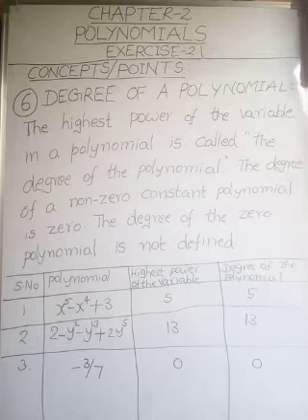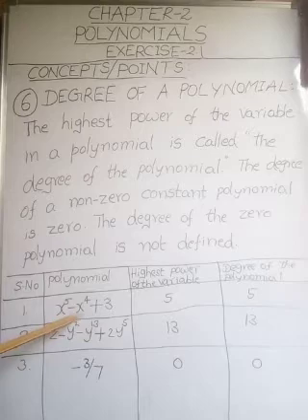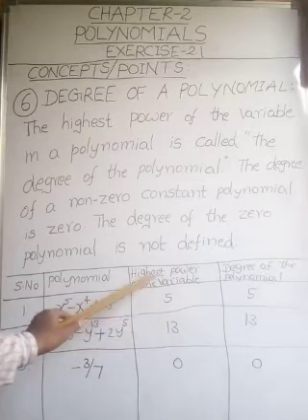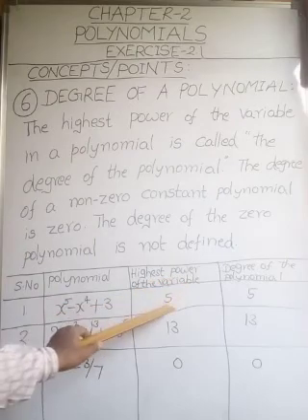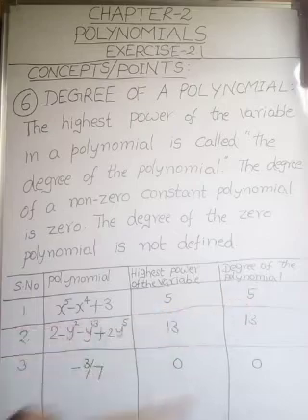To understand this point, degree of a polynomial, let us take some examples. Okay, my dear children, see this first example. x power 5 minus x power 4 plus 3. What is the highest power of x here? 5. Highest power of x is 5. I wrote here highest power of the variable 5. So the degree of the polynomial is 5. Is it clear, my dear children?